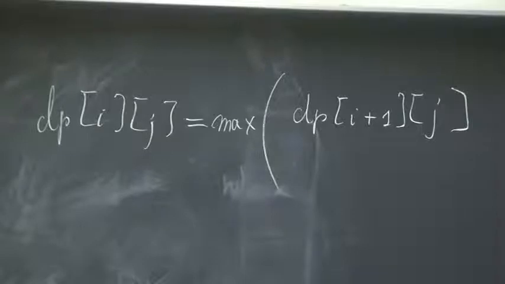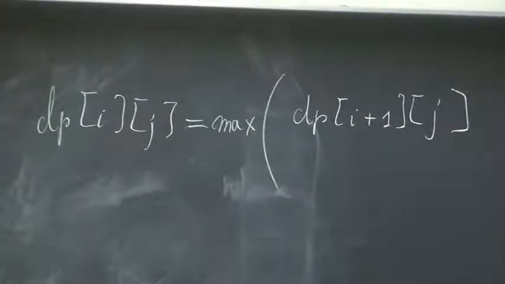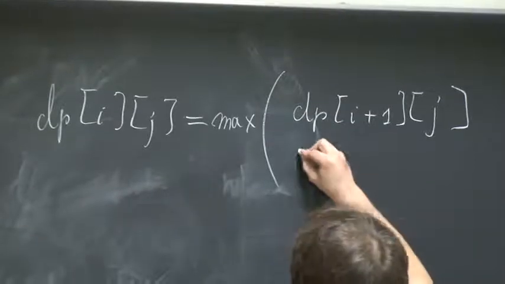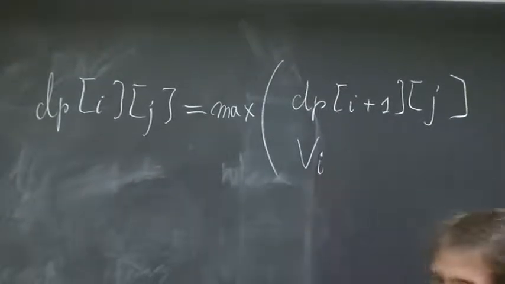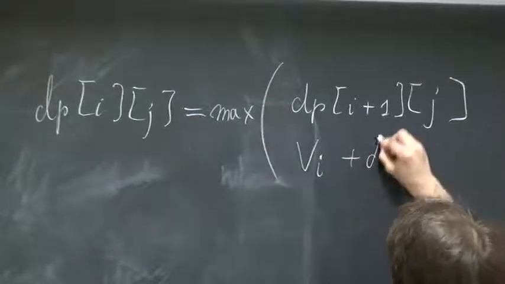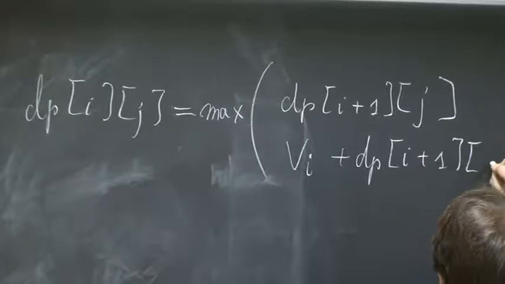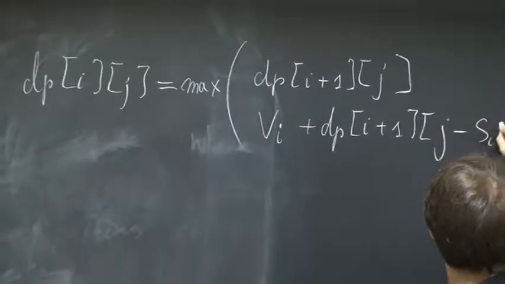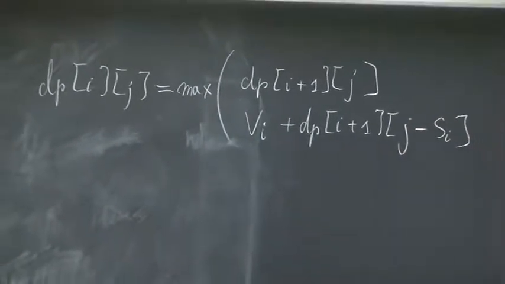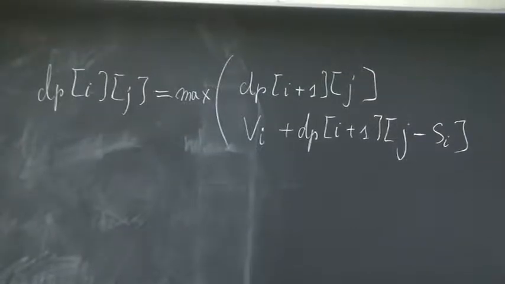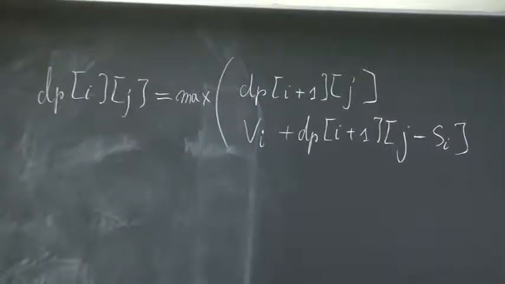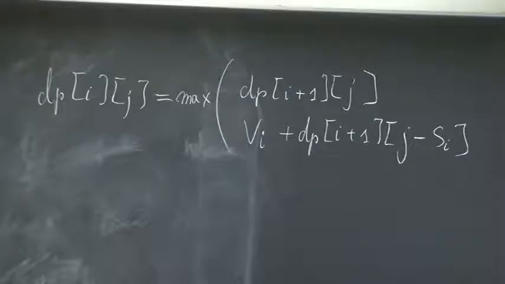No. Wait. So you're thinking of the right thing. We're making some money, right? Value I. So this is how much money we're making. Good. Plus dp I plus 1, J minus weight I. Make sense? Okay, now I only have to do one more thing to make sure this code doesn't crash.